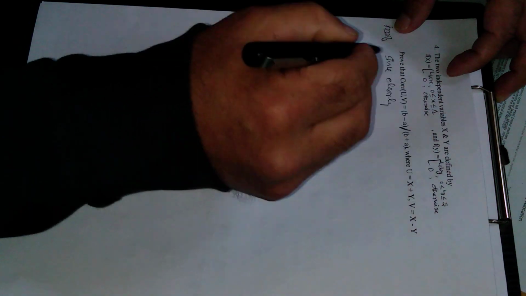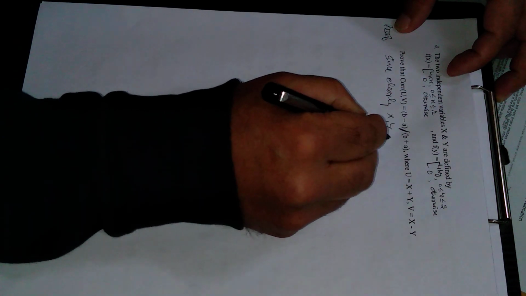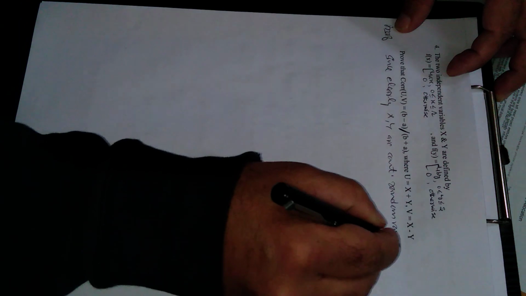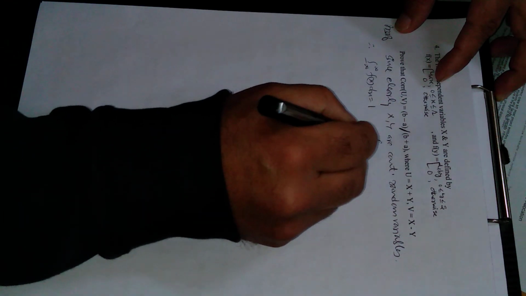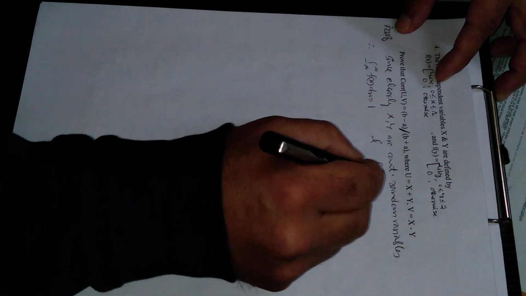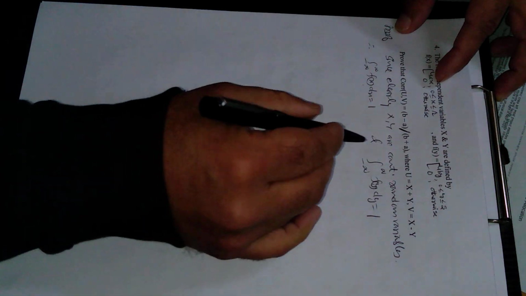Since x and y are continuous random variables, it means one of the conditions of a density function will be true: integration from minus infinity to infinity of f of x dx will be 1, and integration from minus infinity to infinity of f of y dy will also be equal to 1. This is one of the conditions of a density function.